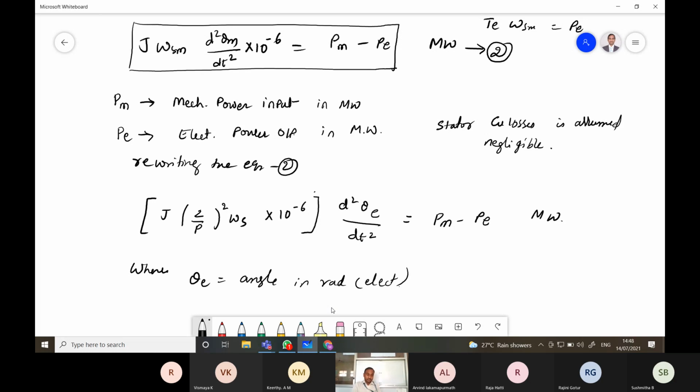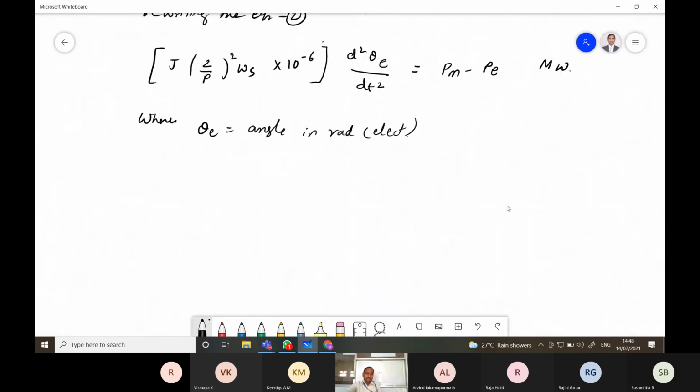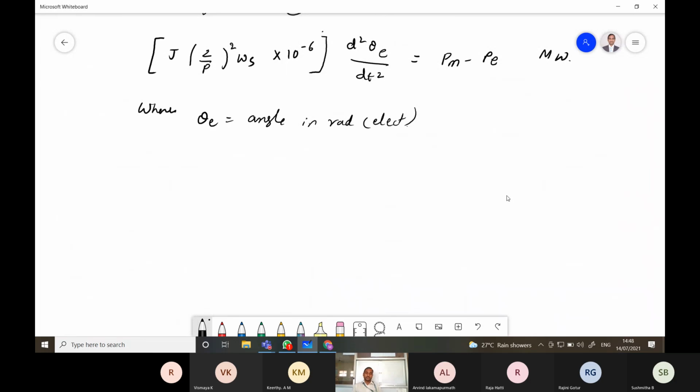So next, it is more convenient to measure the angular position of the rotor with respect to a synchronous rotating frame of reference, that is, delta is given by delta = theta e minus omega s t, which is considered as equation number 4.